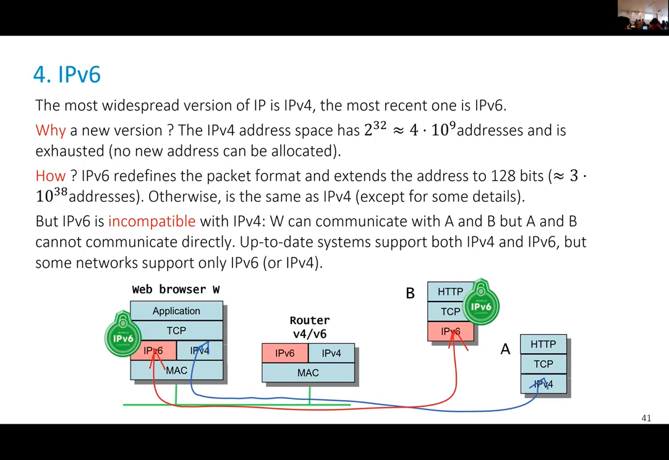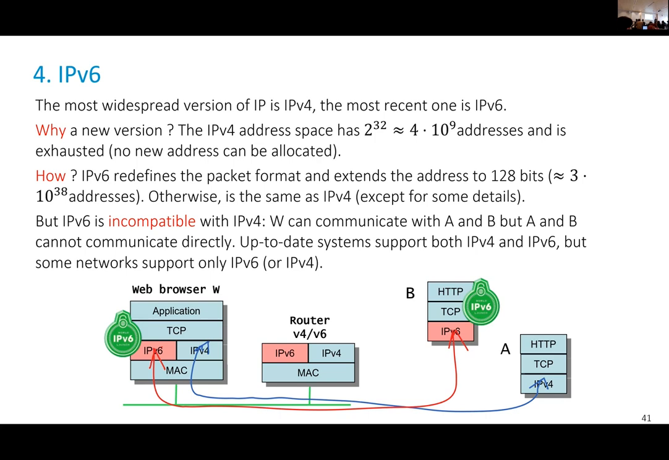Why a new version? Because 32 bits is not enough. 32 bits means 2 to the power 32 possible addresses, which is 4 billion, 4 times 10 to the power 9. There are probably close to 10 billion people on Earth. Sooner or later, everybody will have a smartphone and a few computers, and we need several addresses per person, so that's not enough. At least if we don't use NATs, as we will discuss next week.